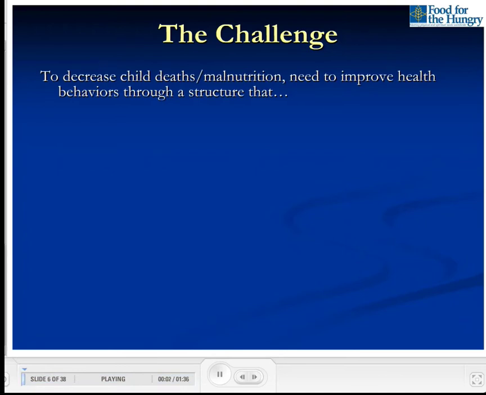The challenge that we faced in designing this project was similar to the challenges that we face in a lot of child survival programs in Title II health and nutrition programs.